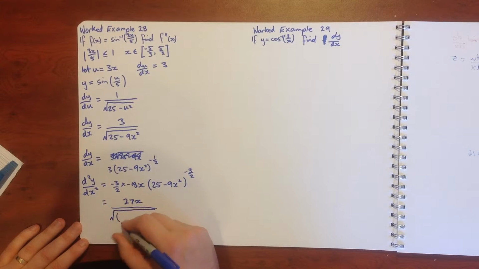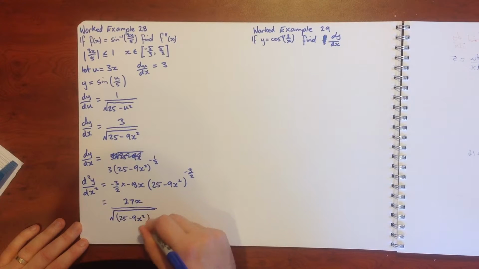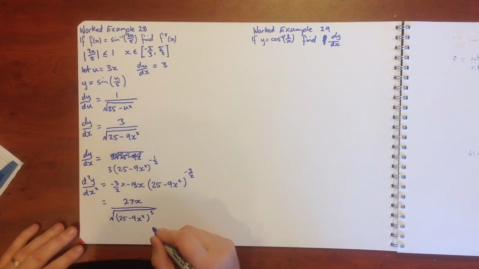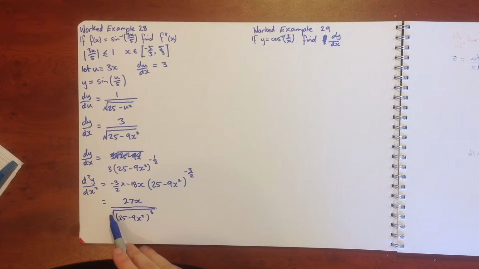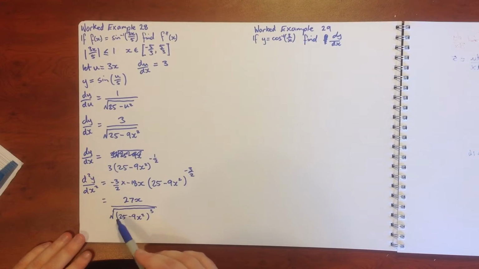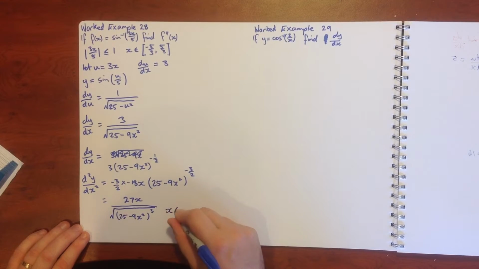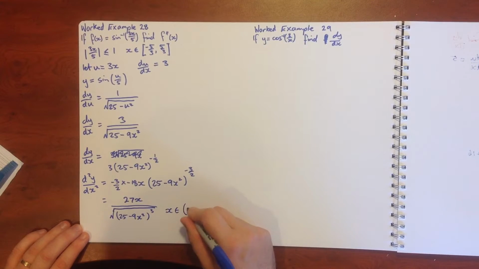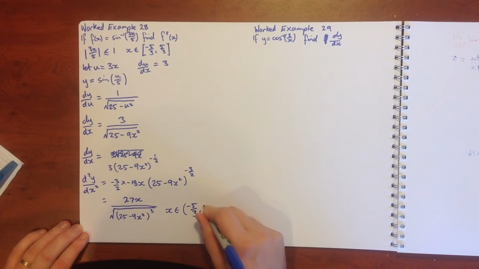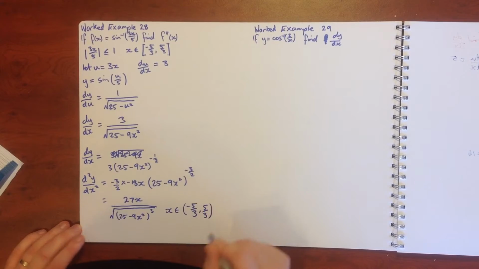of 25 minus 9x squared all cubed. Okay, you could have technically gone the cube root of this squared. Okay, it means the same thing. Okay, but it's nicer not needing to have the cube root, just having the square root. Okay, and that's still for x is an element of our minus 5 on 3 to 5 on 3.